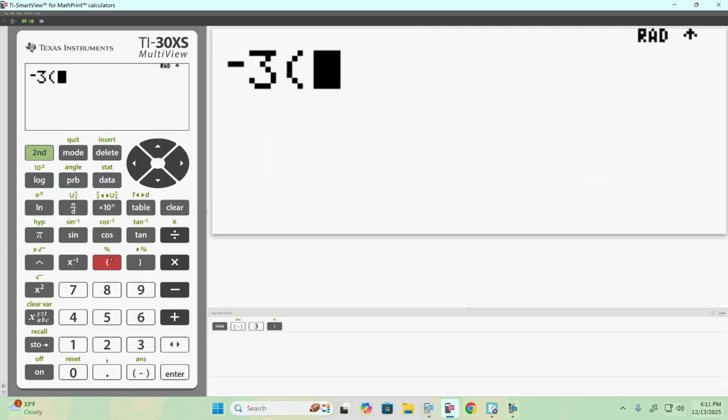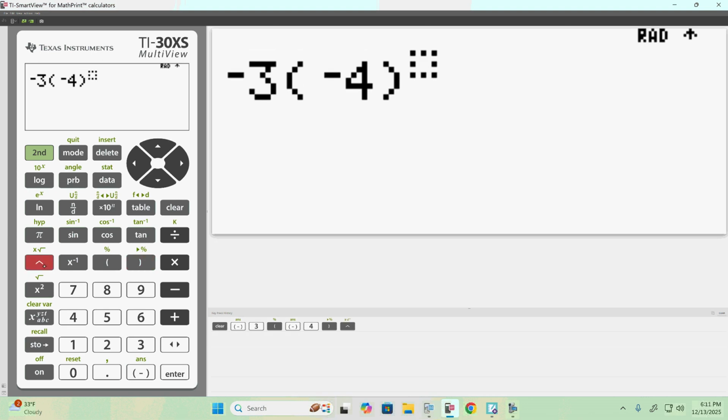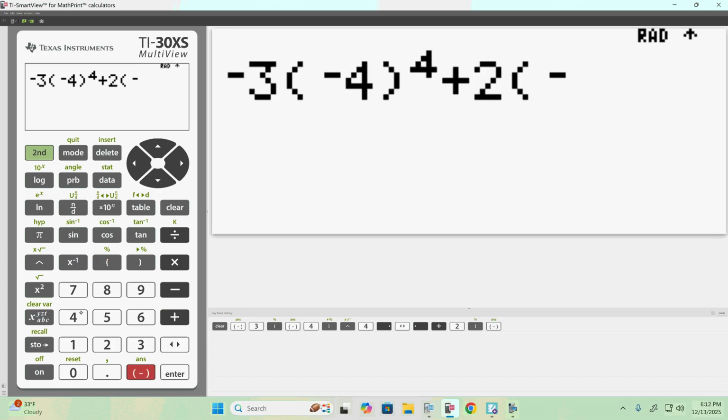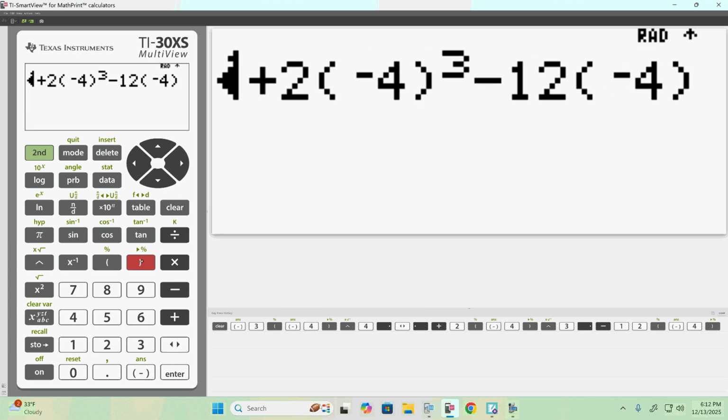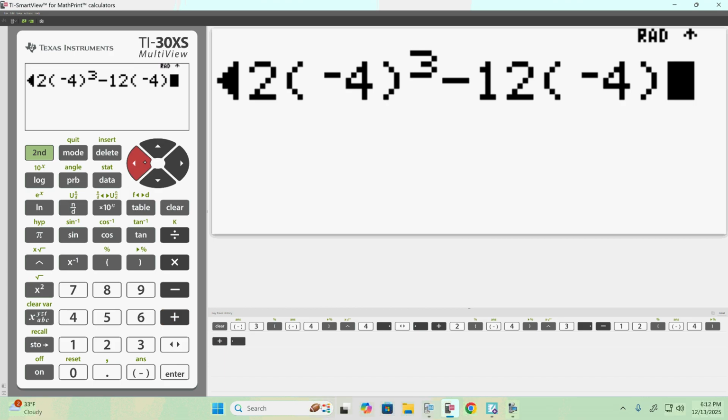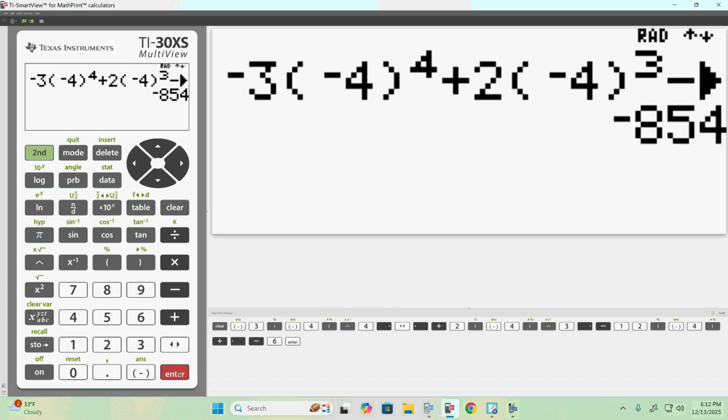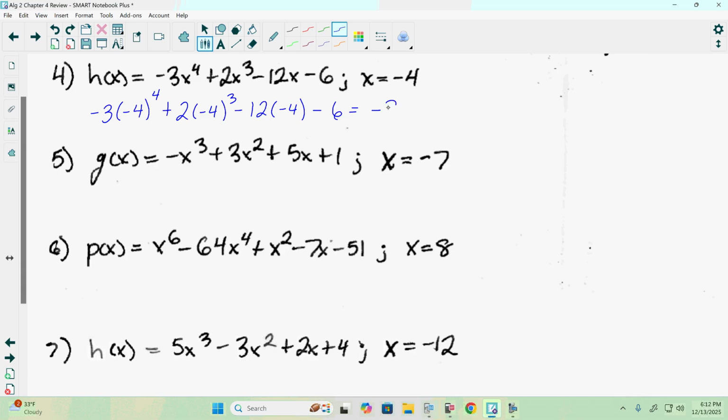Negative 3, parentheses, negative 4 to the 4th, plus 2 times negative 4 to the 3rd, minus 12 times negative 4. That should be minus 6. And we should get negative 854, which we do. So the answer for this one here is negative 854.